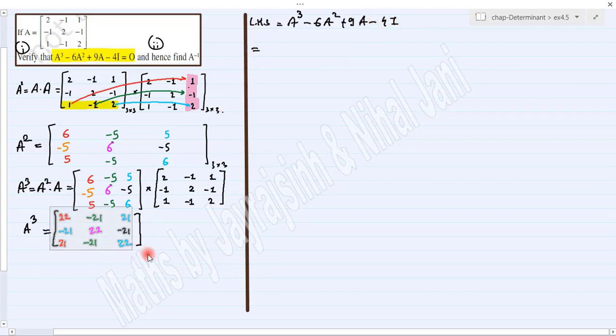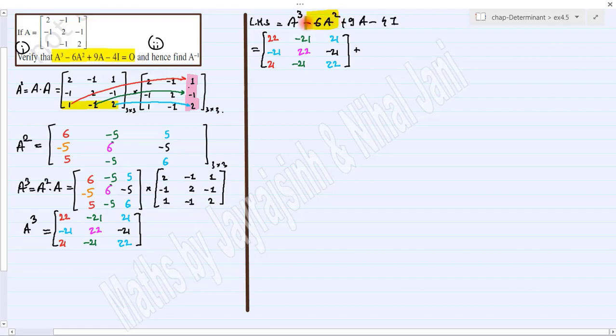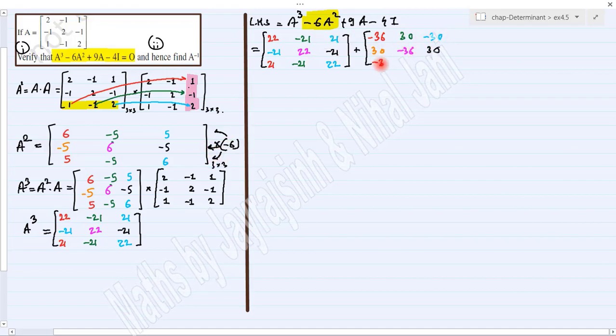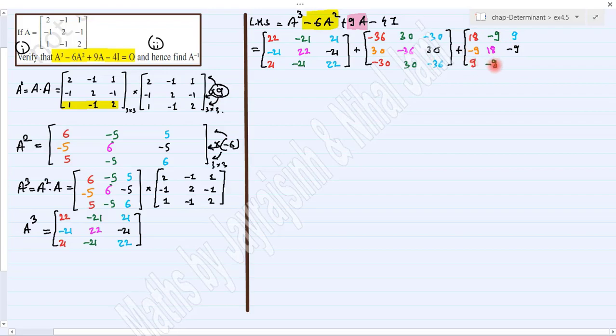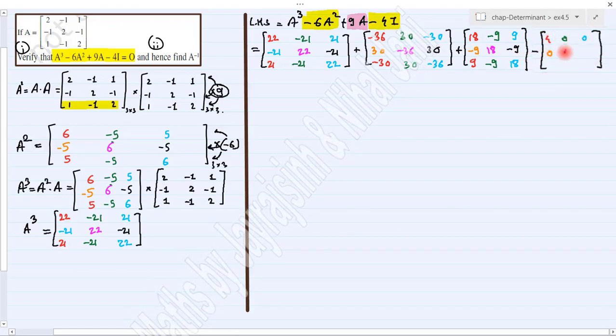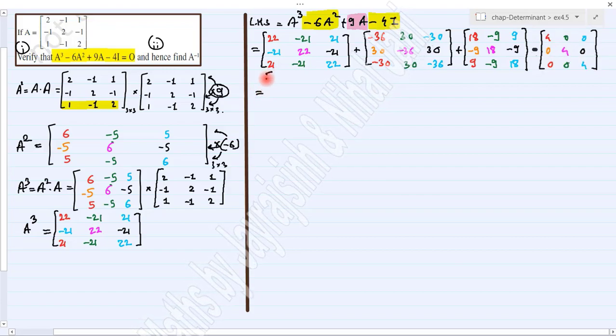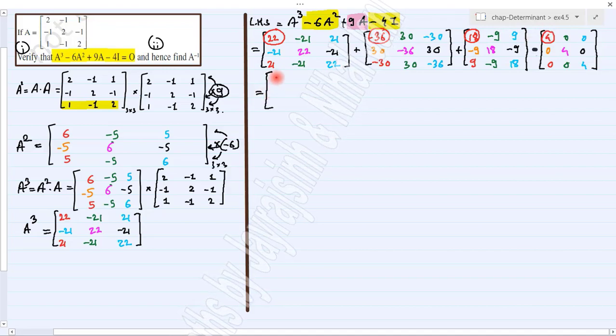So your first matrix is A cube plus the next matrix is minus 6A square. That means we have to multiply minus 6 with your A square plus, let's obtain your 9A by multiplying 9 with matrix A, and your last element is minus 4I. So we have to multiply 4 with identity matrix. Now let's add respective elements. So we will get 22 minus 36 plus 18 plus 4 will be 0.